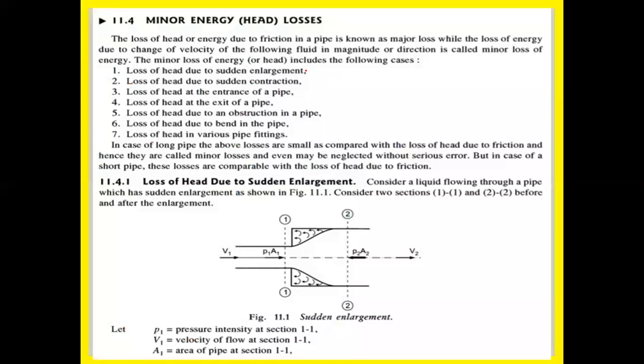In the last class we discussed the major losses problems as well as the minor losses. We discussed the loss of head due to sudden enlargement. Next, the second case we are discussing is loss of head due to the sudden contraction. So what happens in the sudden contraction? The third case is the loss of head at the entrance of the pipe, exit of the pipe, obstruction in the pipe, bend in the pipe, and various pipe fittings. So like this, some of the energy is lost due to these problems, right? Now we'll see each step by step.